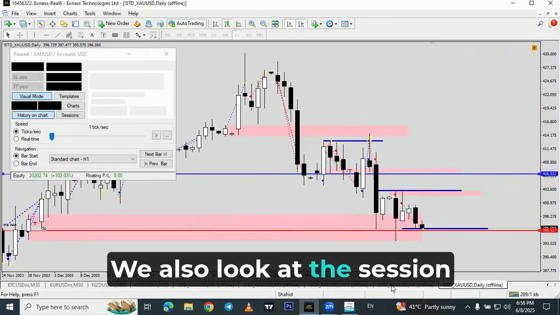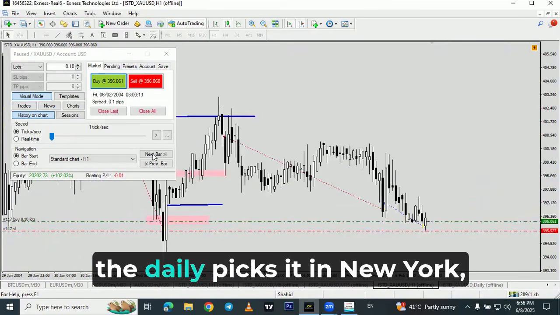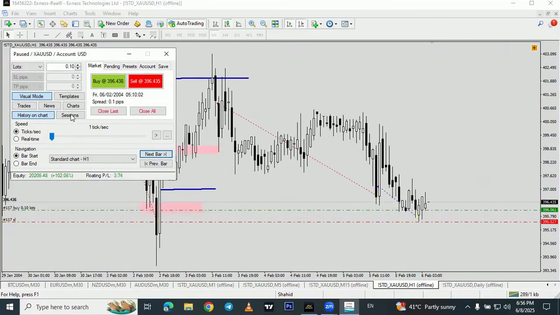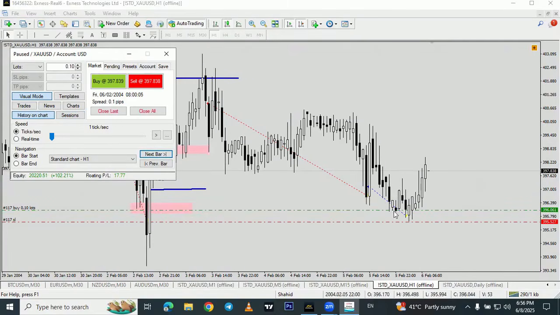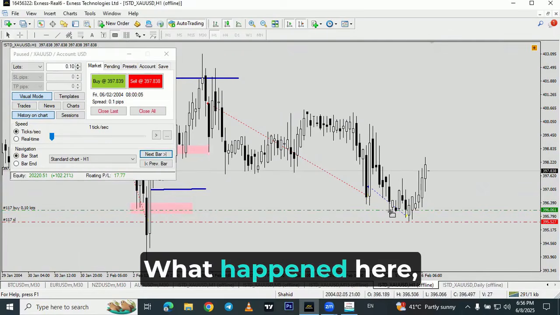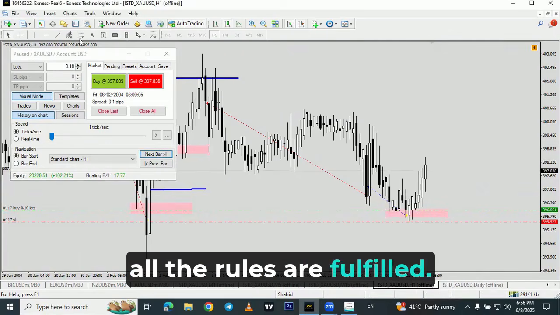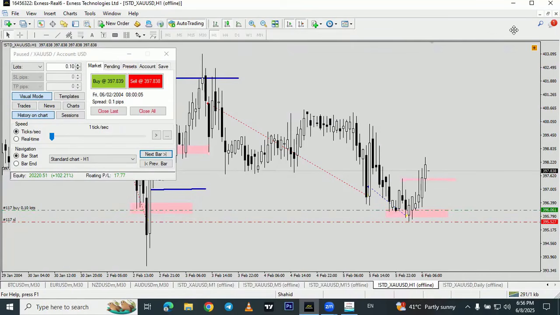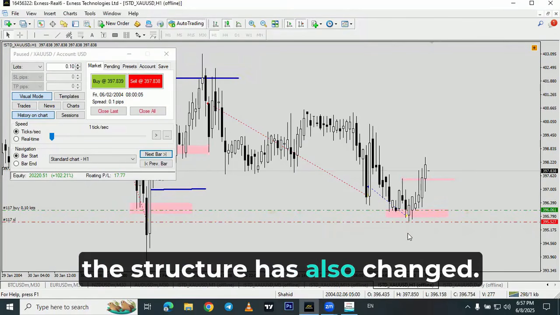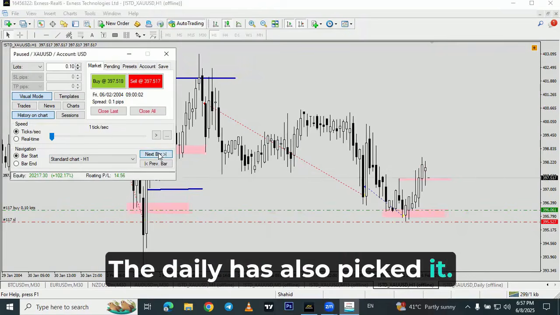We also look at the session here. If we trade again, the daily picks it in New York, then we will buy it again. Otherwise, we let it run. See this. What happened here? All the rules are fulfilled. The sell side is also done, and the buy side is also done. And on H1, the structure has also changed. The daily has also picked it. So we let it run now.